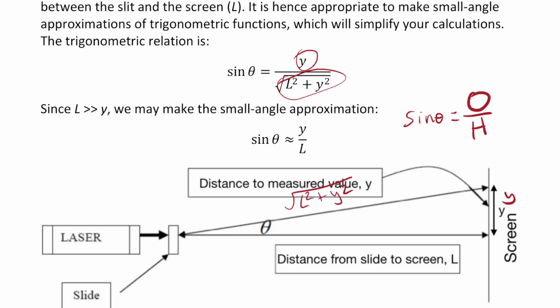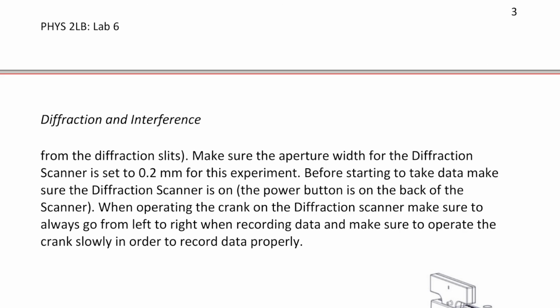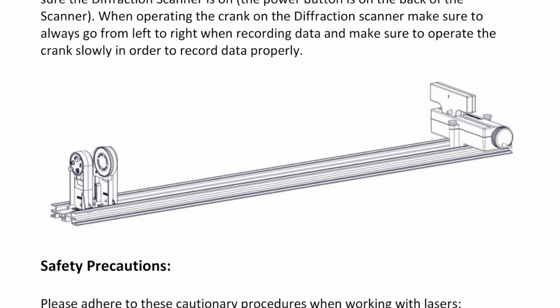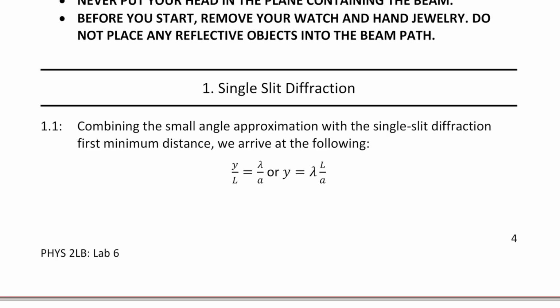However, if we assume that y is small compared to L, then the square root of L squared plus y squared is approximately the square root of L squared, which equals L. That's why they replace it with just L here. All right. And then you did the actual lab where you had this laser here, you set up some diffraction gratings, and then you looked at the pattern on this detector over here that you plugged into Capstone.